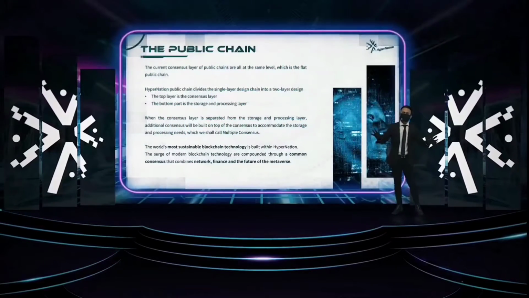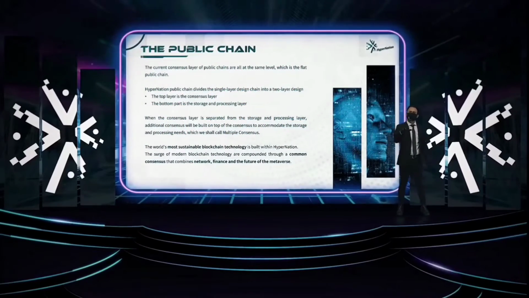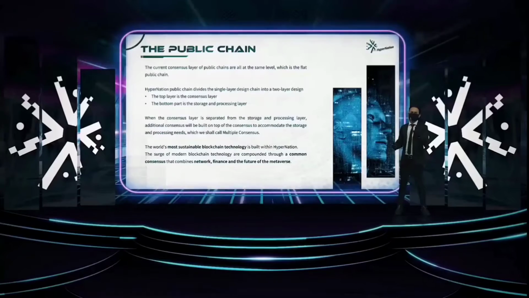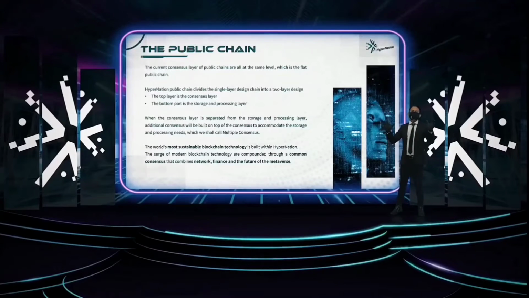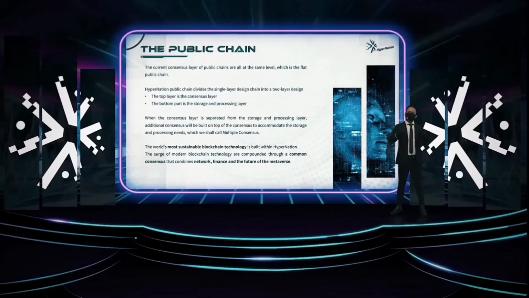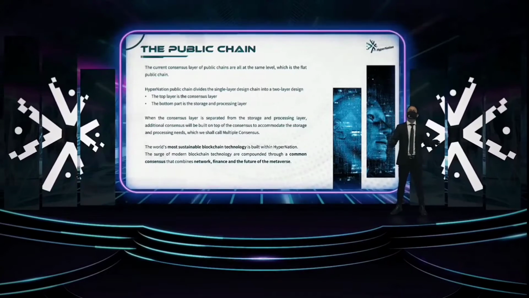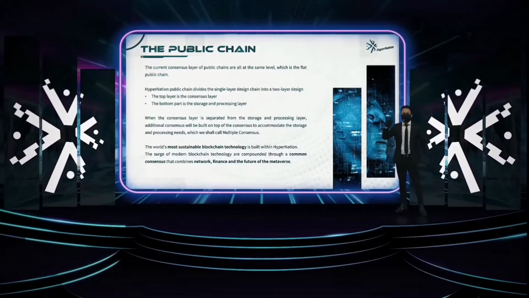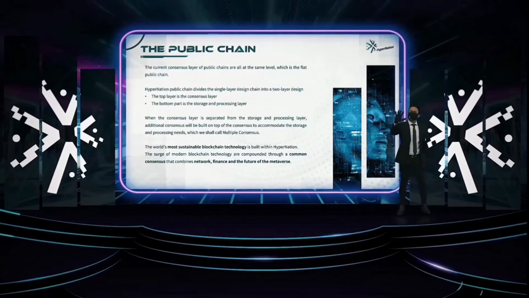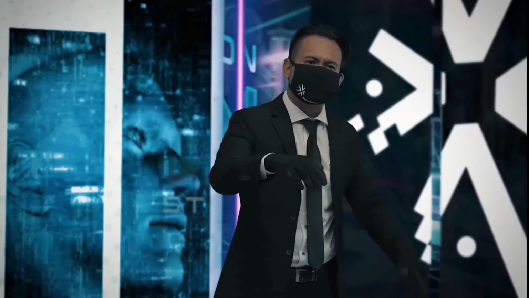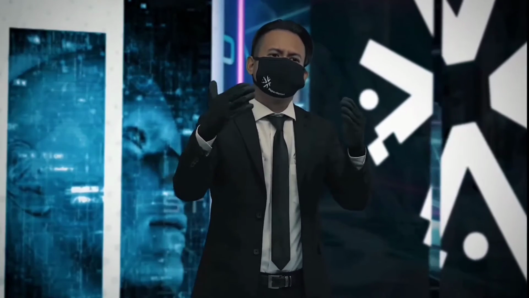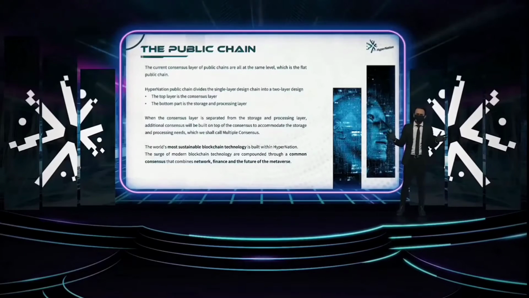Most consensus layers of public chains are based on a flat public chain design. HyperNation uses a two-layer design instead, whereby the top is the consensus layer and the bottom part is the storage and processing layer. When the consensus layer is separated from the storage and processing layer, additional consensus will be built on top of the consensus. This is what we call multiple consensus.